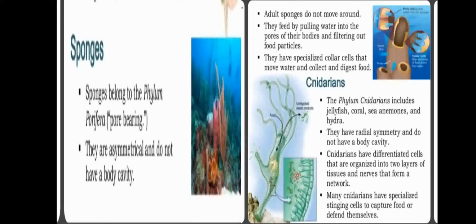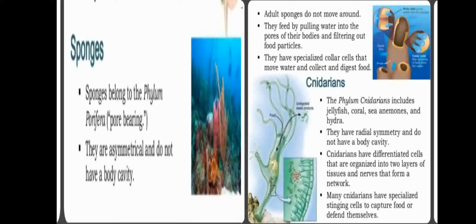Adult sponges do not move from place to place, and they feed by pulling water into the pores of their bodies and filtering out food particles. And they have specialized collar cells that move water and digest food. Students, these are the characteristics of sponges, and these sponges are examples of phylum Porifera.